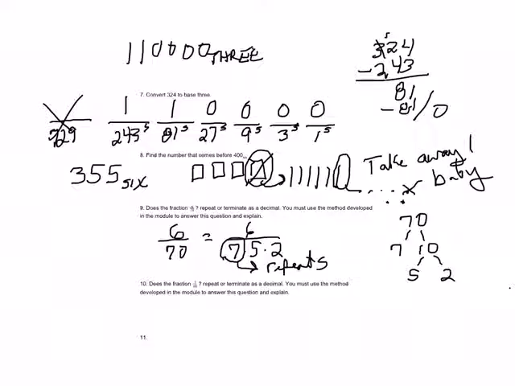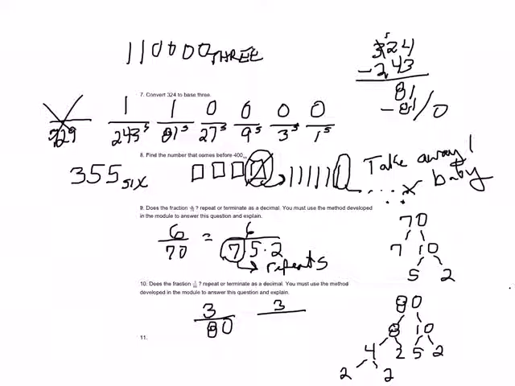This one is 3 over 80. Right, so I do the same thing. 80 is 8 times 10. That's 5 times 2. That's 4 times 2. That's 2 times 2. So we've got 3 over 2 times 2 times 2 times 2 times 5. So I look at the denominator, all I see are 2s and 5s, terminates.